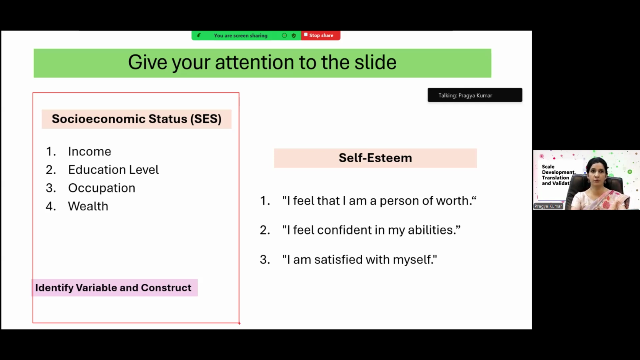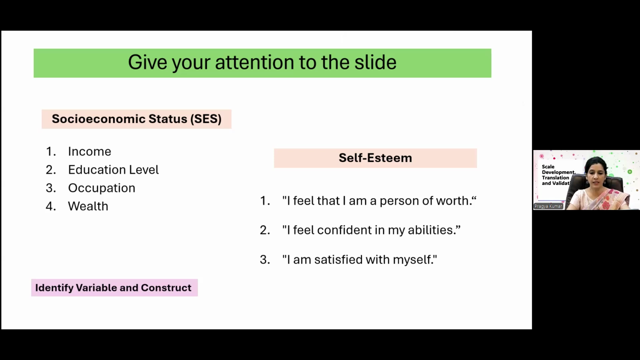So first you have to see that income, education, occupation, that is a variable. True, Aditi, Ayushi, you are right, and SES. In this case, if you see the socioeconomic status, that is a construct because that is broad, and we are measuring that through the income, education, occupation. Probably wealth is not a right category here. But again, if you identify wealth by some wealth indices, then you can have this as a variable also. So these income, education, occupation are variables, and socioeconomic status is a construct.